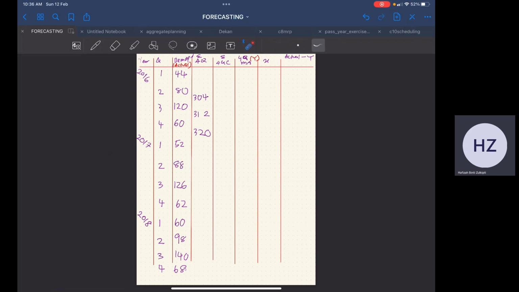Same step to fill up this middle part. This is the summation of the values: 60 plus 52, 88 plus 126. So you get 326. This is 328, this is 336, this is 346, this is 360.